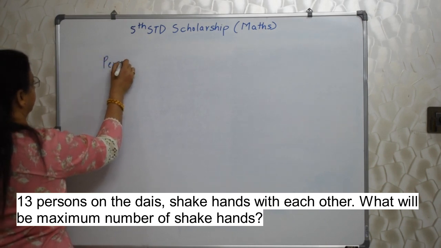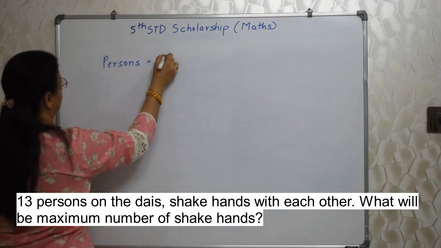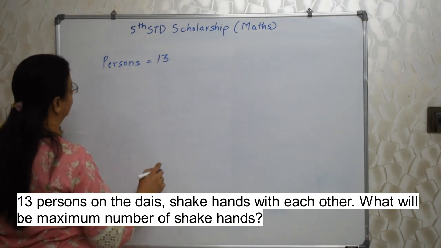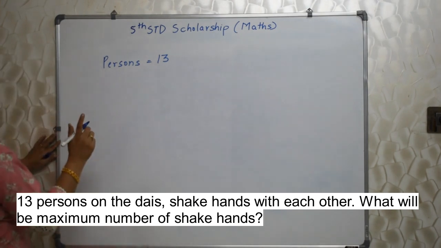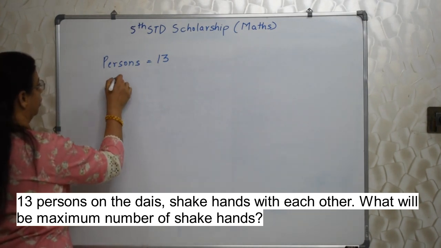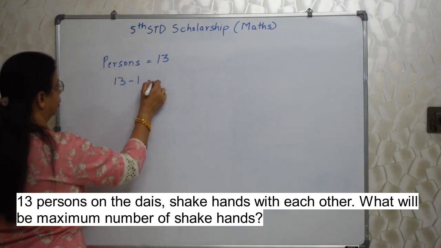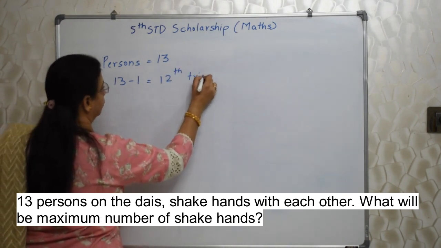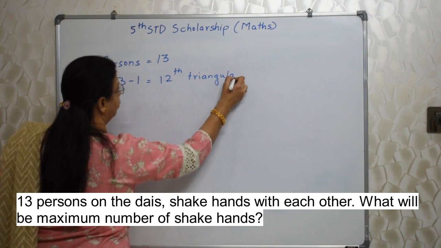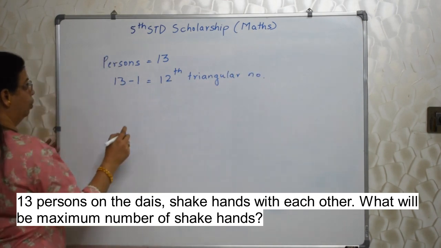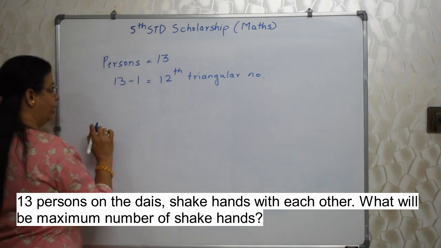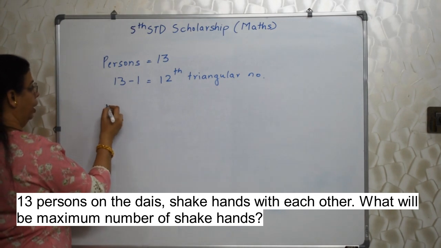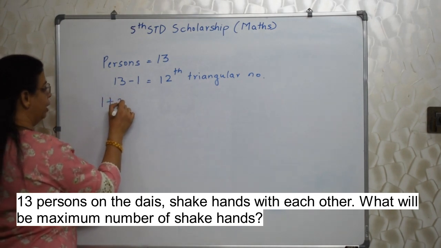13. Your job is very, very easy. What you are supposed to do? See, I am sharing a trick here. 13 minus 1, 12. Find out the 12th triangular number. That will be your answer. In case you don't know, now I will just tell you how to find out the 12th triangular number. You are supposed to memorize them, so no need of doing what I am doing right now. Okay. If you don't know, then at the time of examination, you will have to do this.